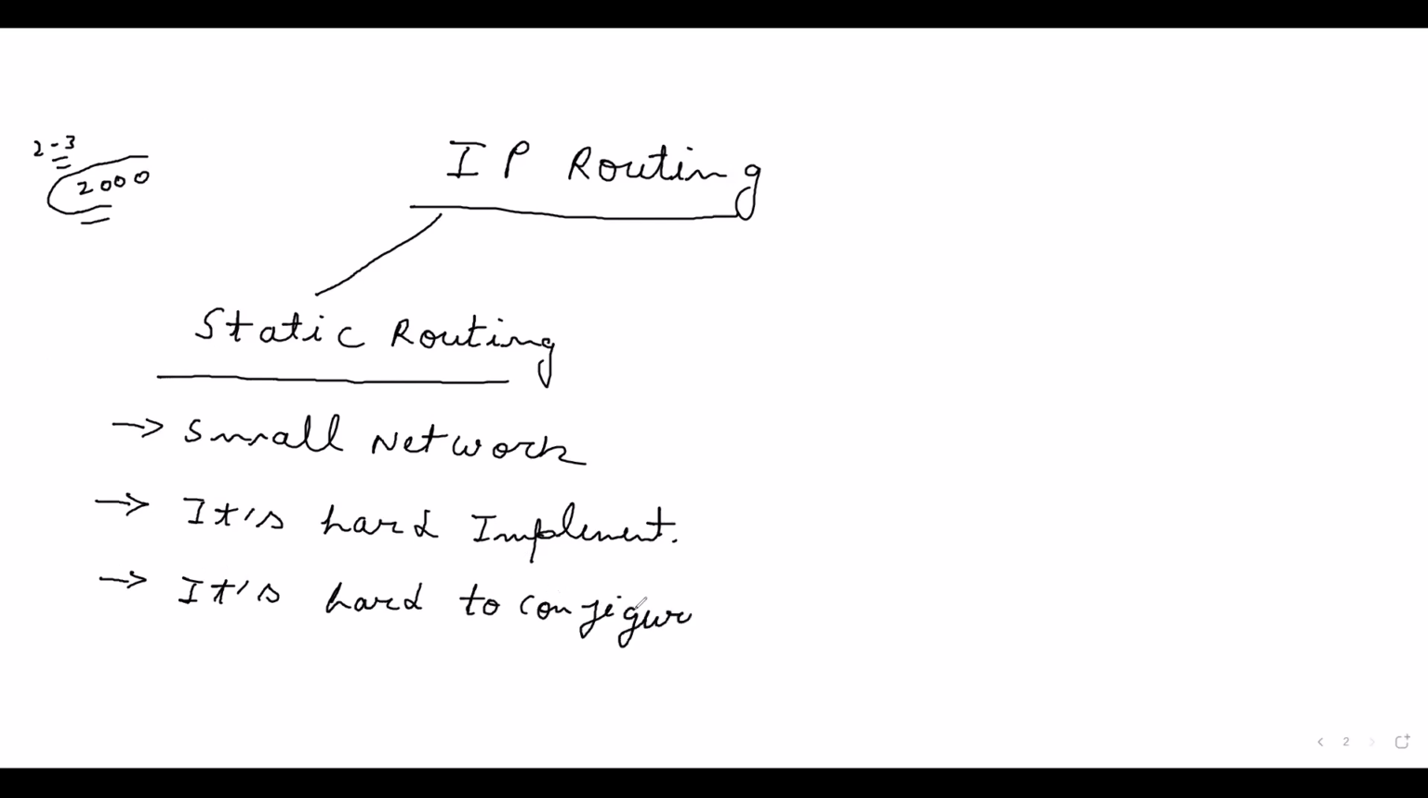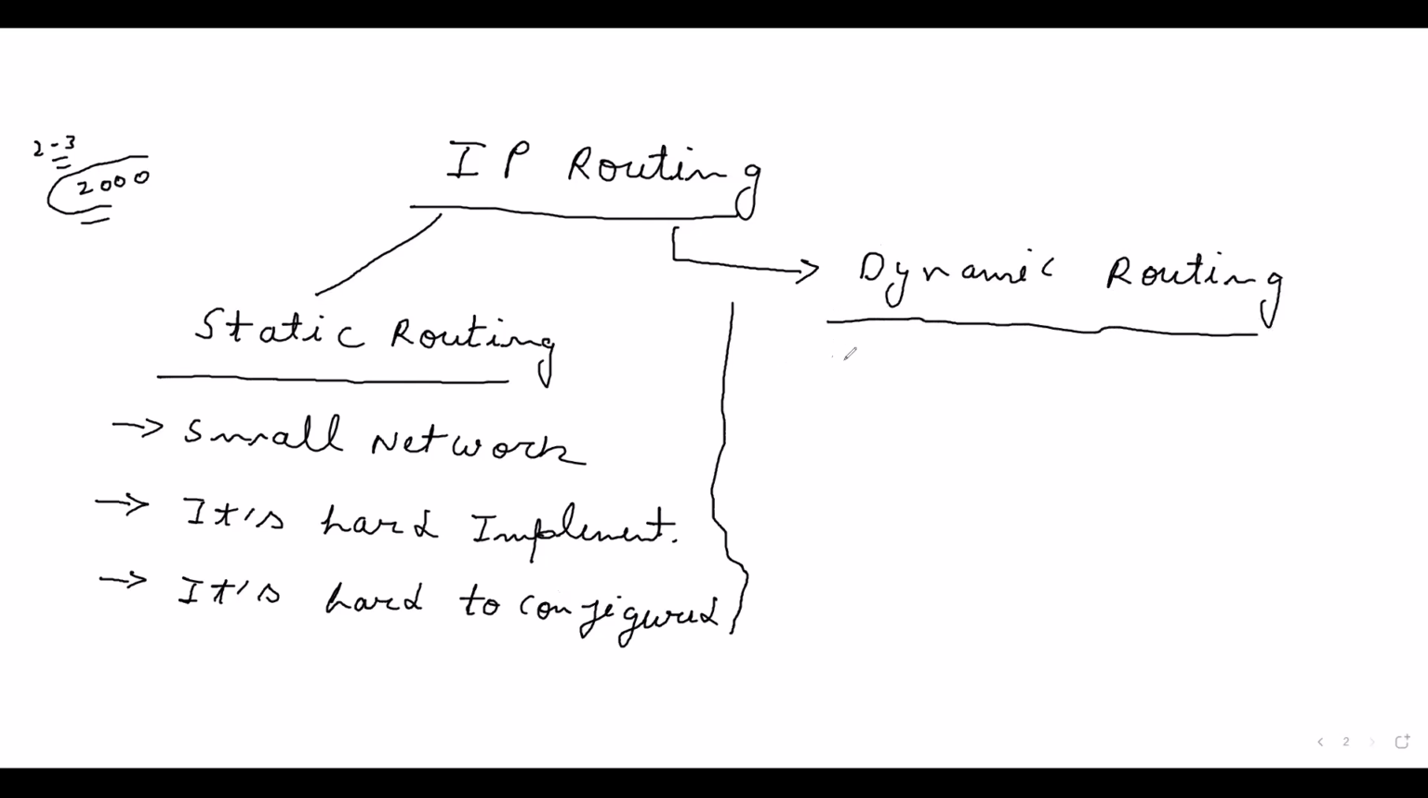Okay, so I think that's enough on static routing. This is not my topic today. My topic is dynamic routing. Dynamic means you can understand it as automatic. So dynamic routing is, first, easy to implement. You don't need to care about anything. You have to see your network and just apply. Easy to implement for large networks.